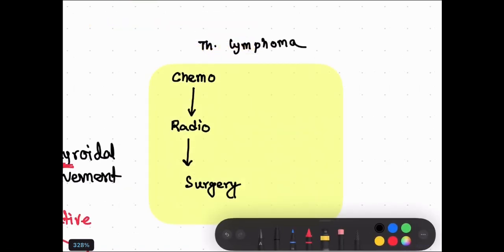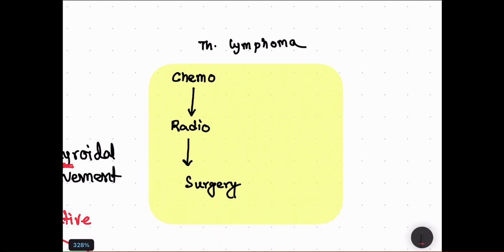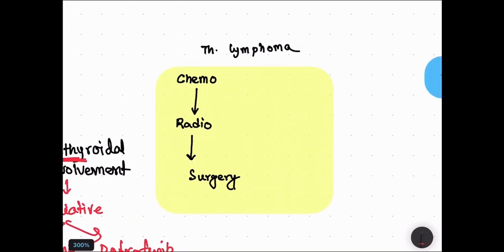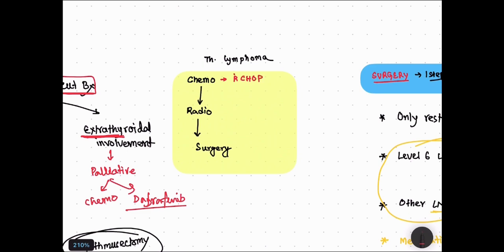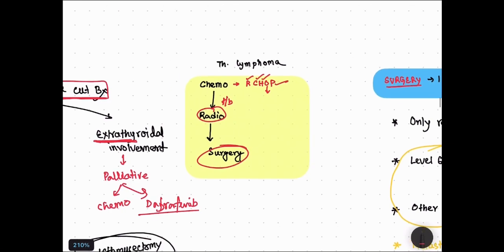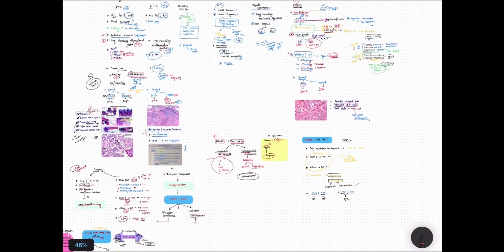Thyroid lymphoma, again we do TrueCut biopsy. After diagnosing thyroid lymphoma, we start the chemotherapy regimen, that is the R-CHOP regimen. R-CHOP is rituximab, which is a CD20 inhibitor, then cyclophosphamide, hydroxydaunorubicin, O for Oncovin, vincristine, and P for prednisolone. This chemotherapy should be followed by radiotherapy. Even after that, if it is recurring or residual disease is present, we have to go for surgery. So everything regarding this is discussed now.